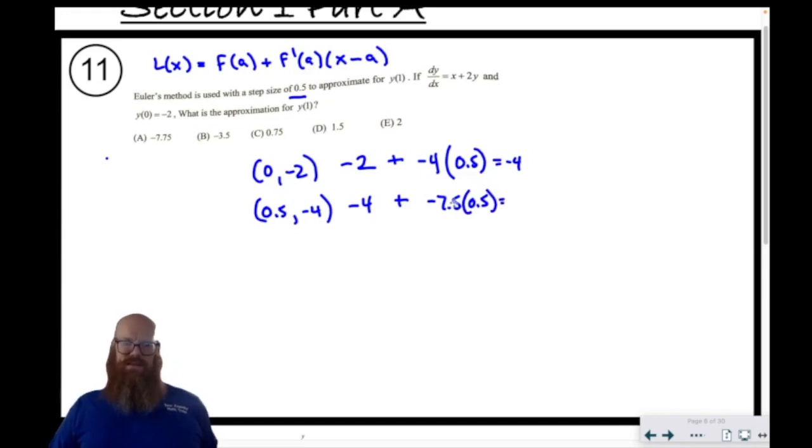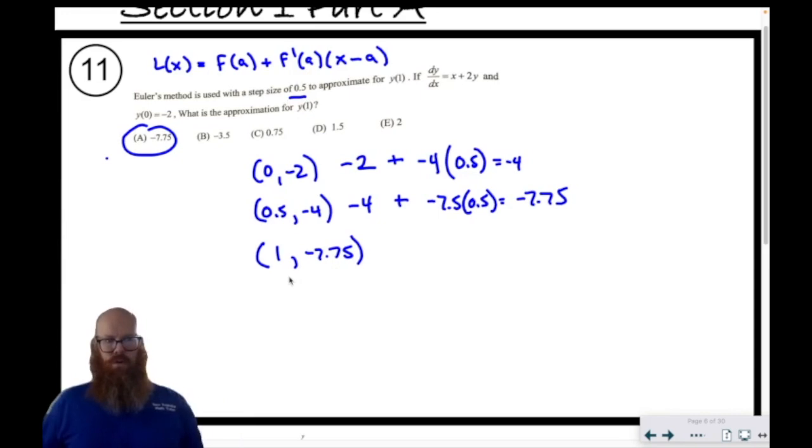So this is kind of annoying without a calculator, but half of -7.5 is -3.75, minus 4 is -7.75. If you didn't want to do that, you could logically think that A is the only answer. And the reason we're done there is because if we step half again, we go to 1, and then this is our y value. So that's the answer because they want y of 1.